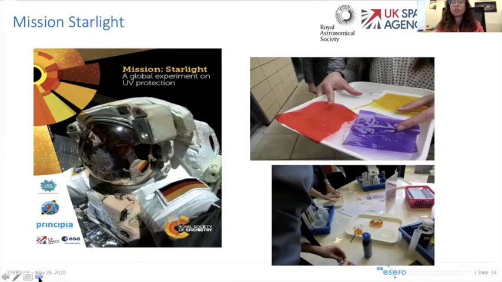Why do we have to wear sun cream? Thinking about the harmful radiation from the sun, and our day-to-day life and how that relates as well.